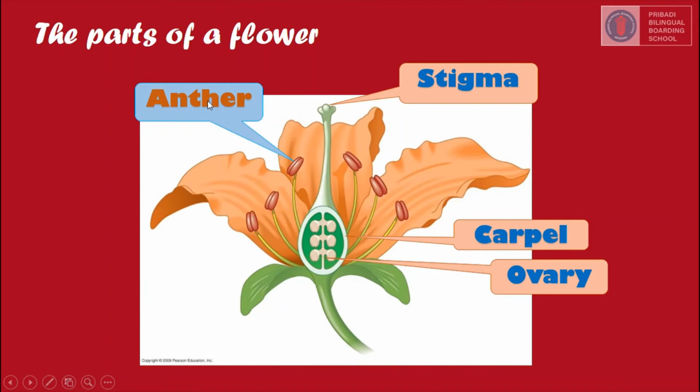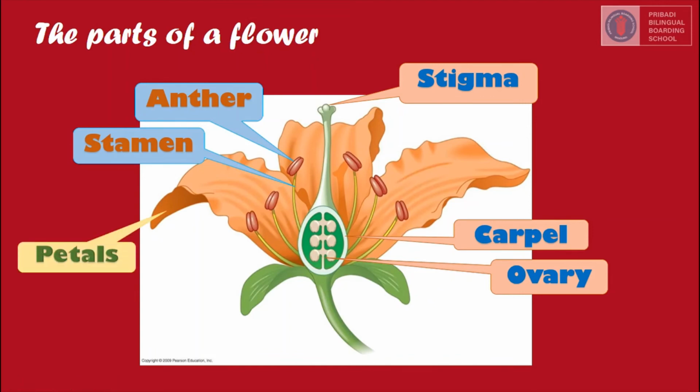The next one we have is the anther. Anther is the box here that contains pollen. Stamen is the male part that produces pollen. So stamen and anther are the male parts of the flower. The next one we have is petals. They are often brightly colored, and they have a job to attract insects. The next one, the small green leaves here, are called sepals, to protect the flower bud before it blooms.